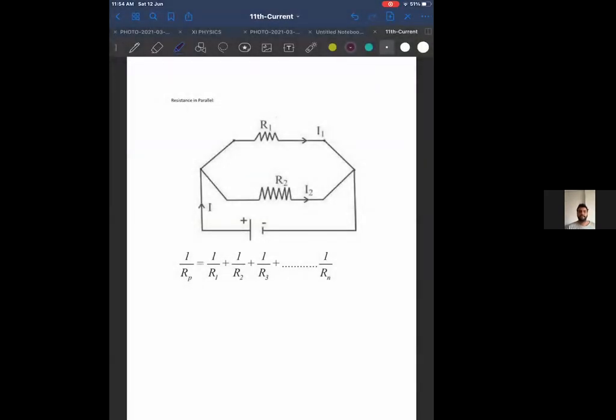Once you're done, just put a dot that you're done with this. Okay, can I go to the actual slide now? Have all of you finished drawing this?